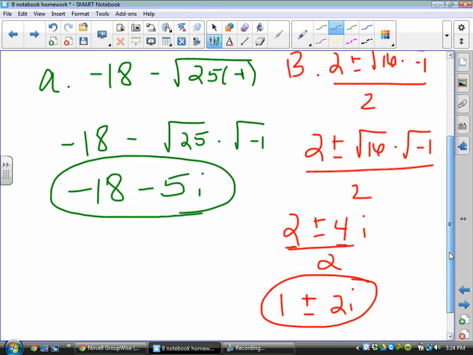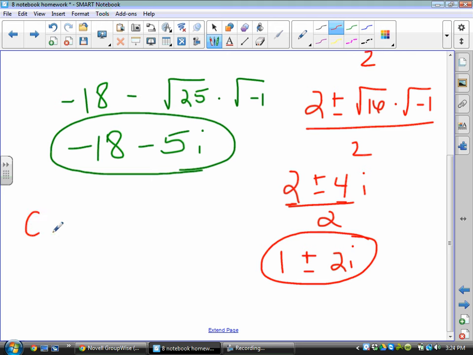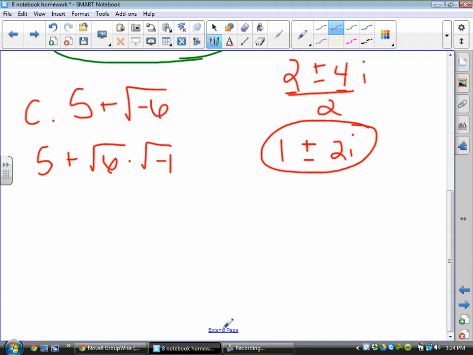Alright, so C, last one. C says 5 plus the square root of negative 6. So I'm going to break this down one more time. Square root of 6 times the square root of negative 1. I don't really know the square root of 6, so I'm just going to leave it like that. But I know this is worth i, so I could write this, possibly, like that.